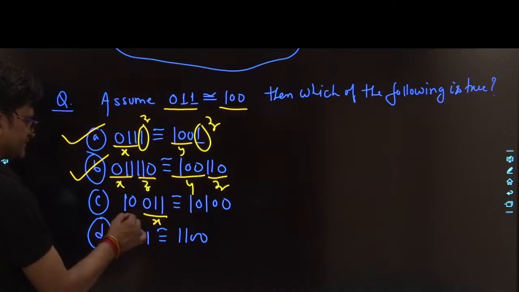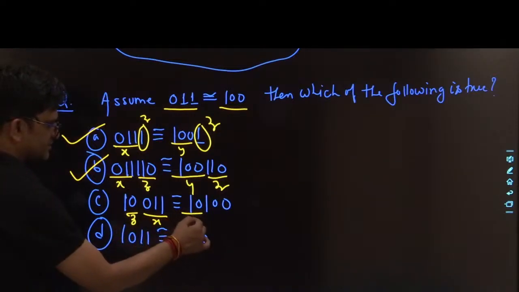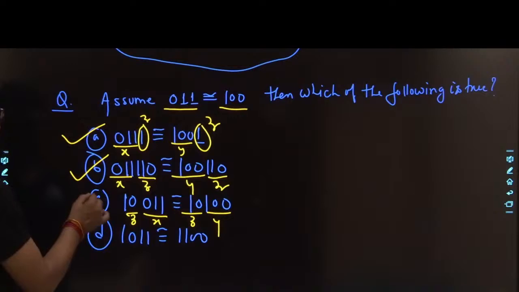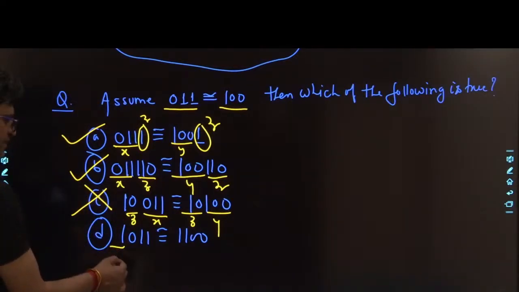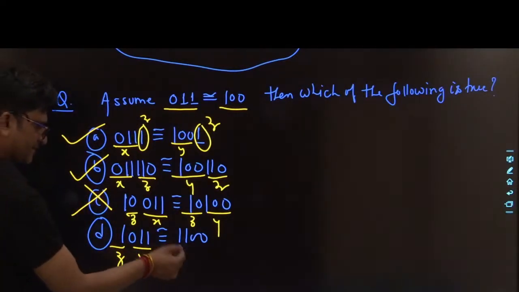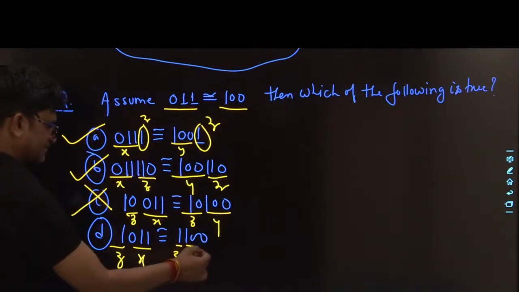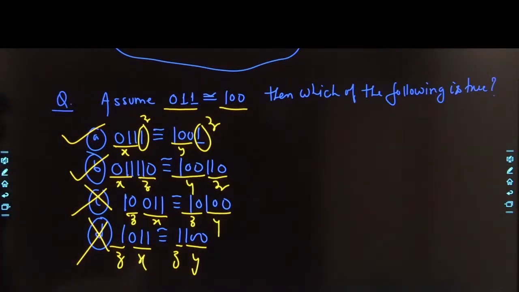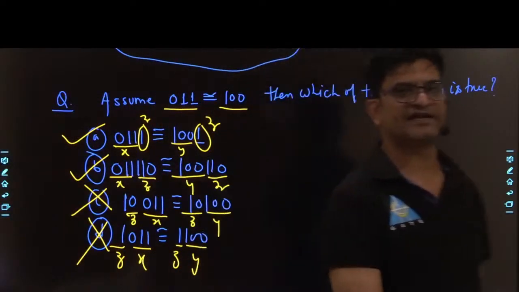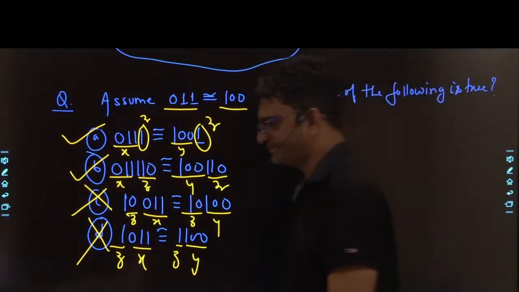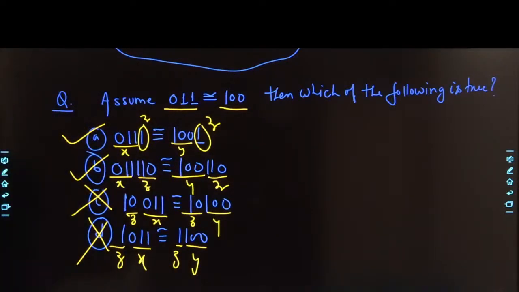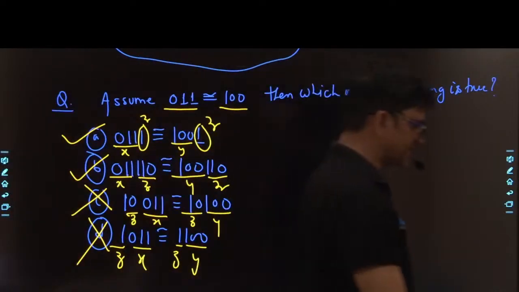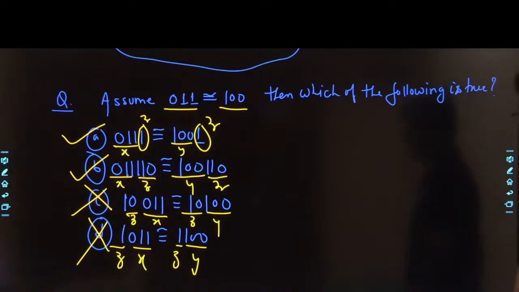This is X, this is Z, this is Z, this is Y. So we cannot apply the right invariant property here. Same here, this is Z, this one is X, this one is Z and this one is Y. We cannot apply the right invariant property. There is nothing like a left invariant property. Are you getting my point? So only options A and B are true.